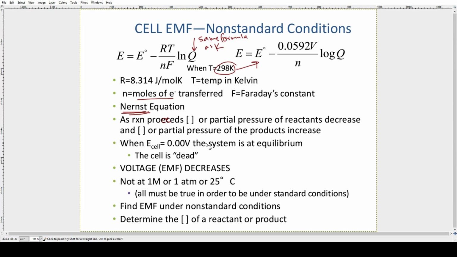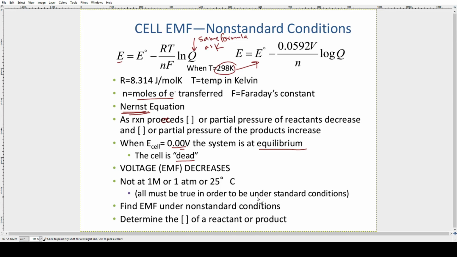As the reaction proceeds, the concentration or partial pressures of reactants decreases, and the products' concentrations or partial pressures increase. So in other words, we use up our reactants and we make more products. Something that's really useful to remember is when the system has reached equilibrium, or when the battery or cell is dead, when it stops reacting, when it's over and done with, E, the one on the left, is equal to 0. We will use this later. Over time, the voltage decreases because you have less things that are able to react and send voltage across.